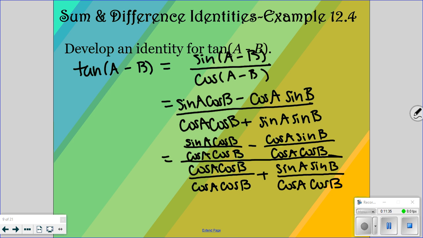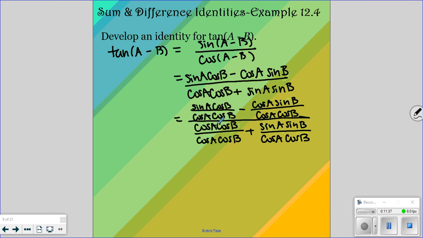Okay, so once you've done that, then you can simplify them. So this one, the cosine of B's are going to cancel, and I'm going to have sine of A over cosine of A, which is tangent of A. And then the cosine of A's are going to cancel, leaving me with sine of B over cosine of B, which is tangent of B. So we have tangent of A minus tangent of B.